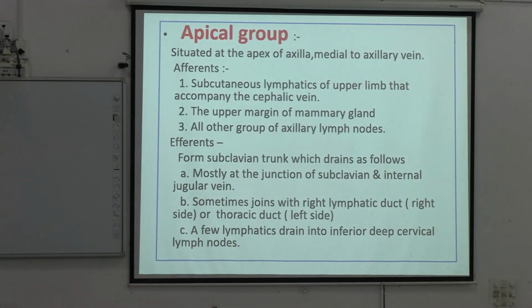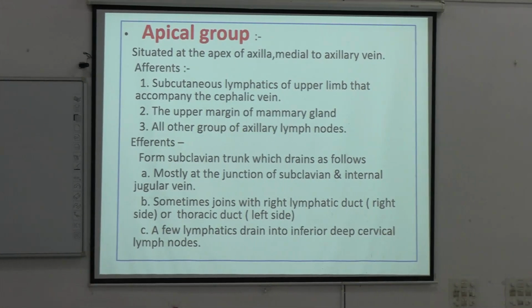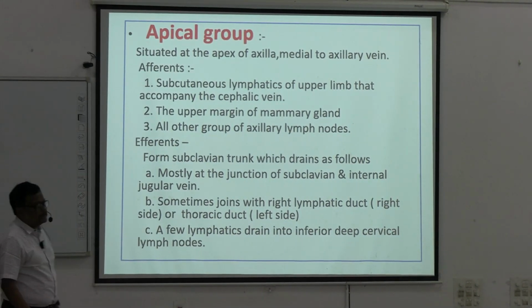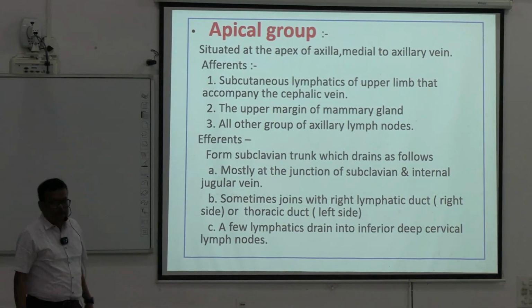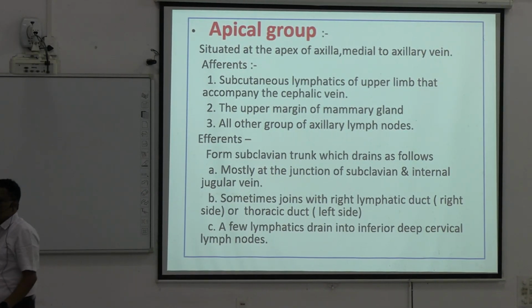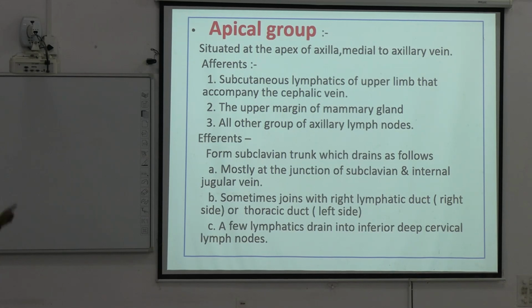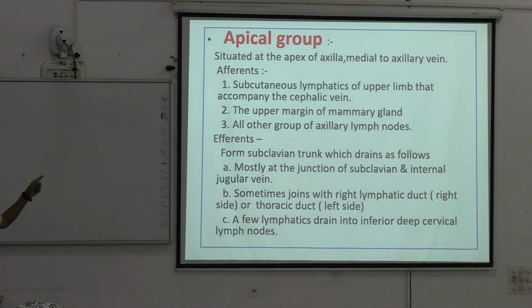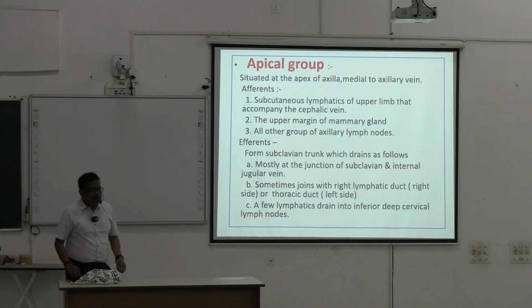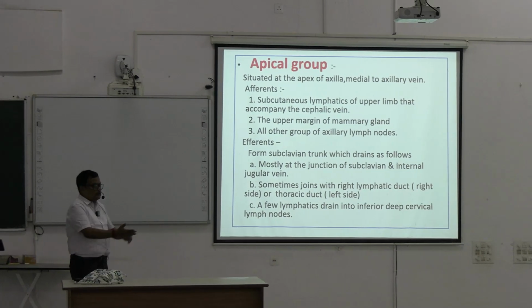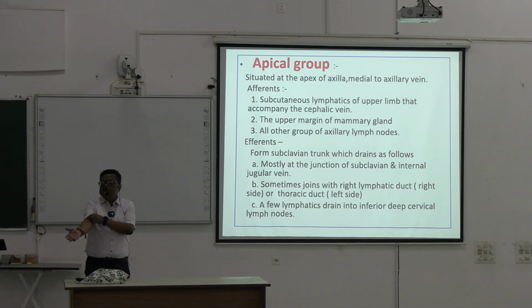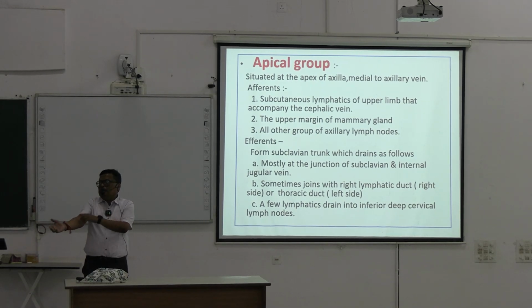Dissection came out very nicely. The apical group is situated at the apex of the axilla, medial to the axillary vein. Afferent: subcutaneous lymphatics from the upper limb, from the lateral side of the hand, forearm, arm, and the thumb and index finger.